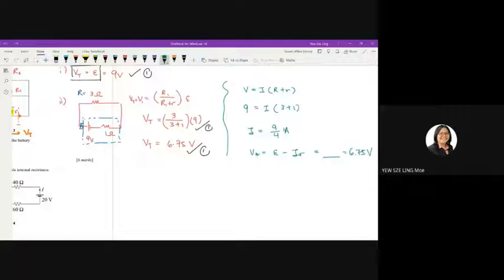Just that in one, you calculate the current first, and in the other one, you straight away solve it by using the potential divider method. All right, so this is method 1, and then this is method number 2.